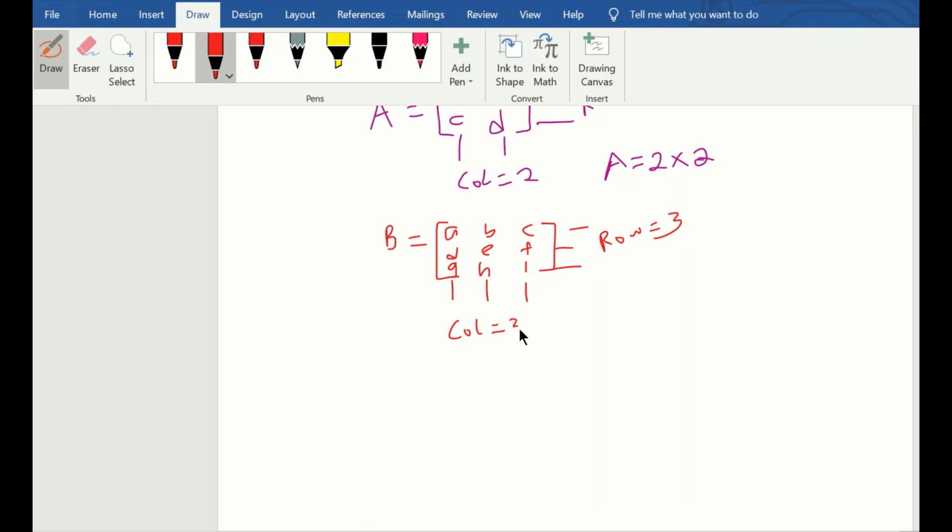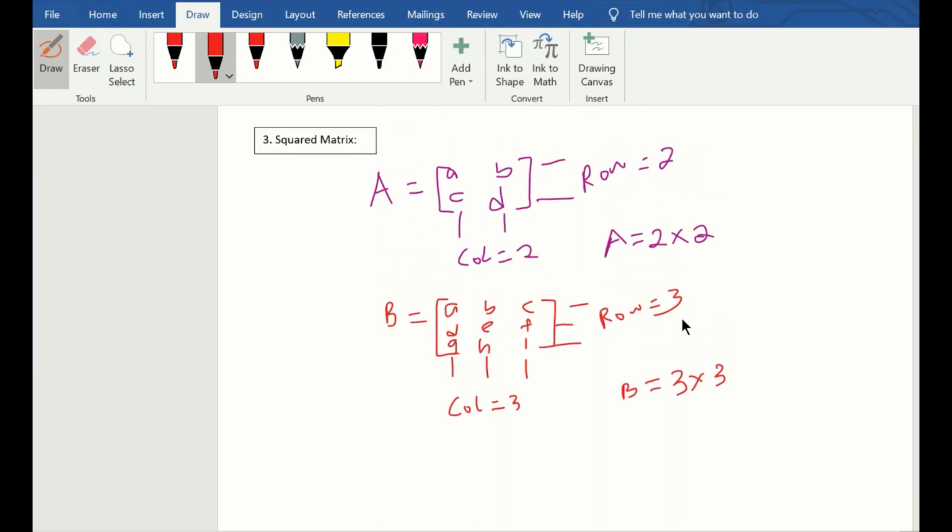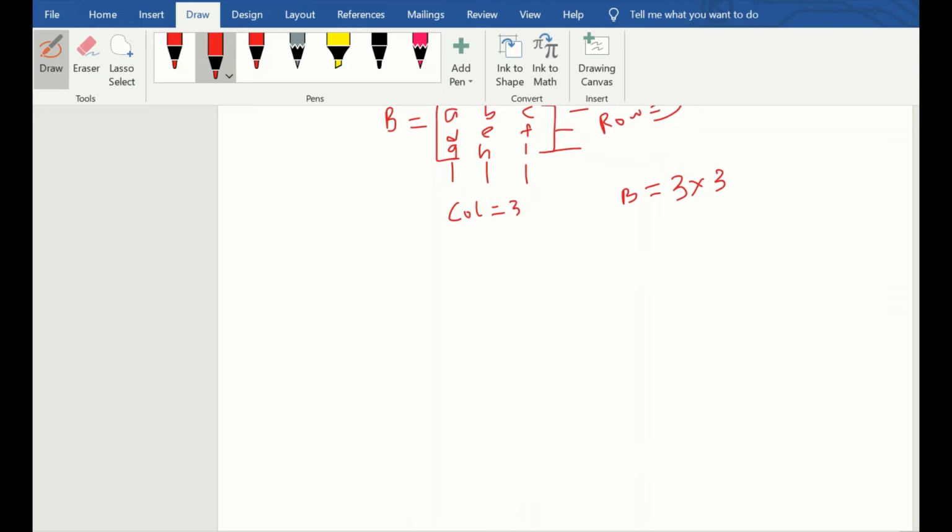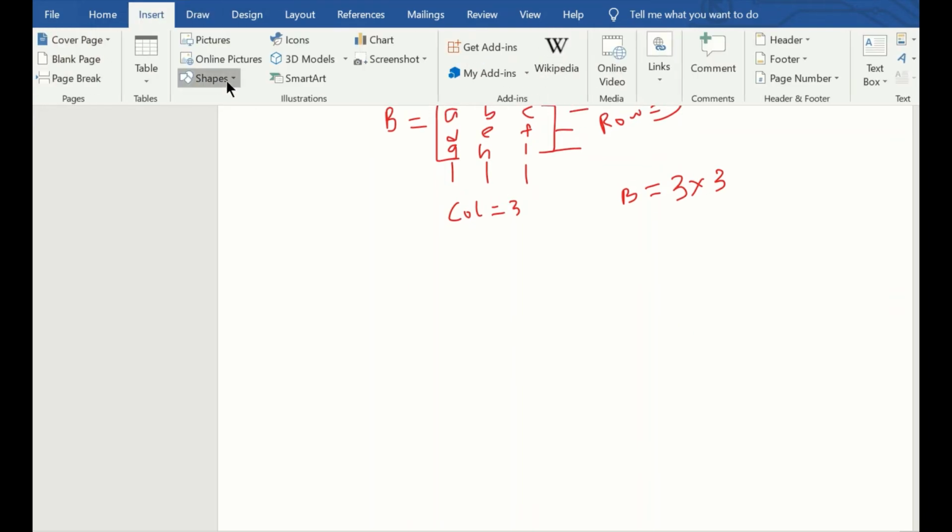So I can write matrix B as 3 by 3. The first 3 represents the number of rows in matrix B, and the second 3 represents the number of columns in matrix B. Because the number of rows and columns in matrix B are the same, we say that matrix B is a squared matrix. So a 2 by 2 and a 3 by 3 matrix are examples of squared matrices. Let's look at another example of a matrix.